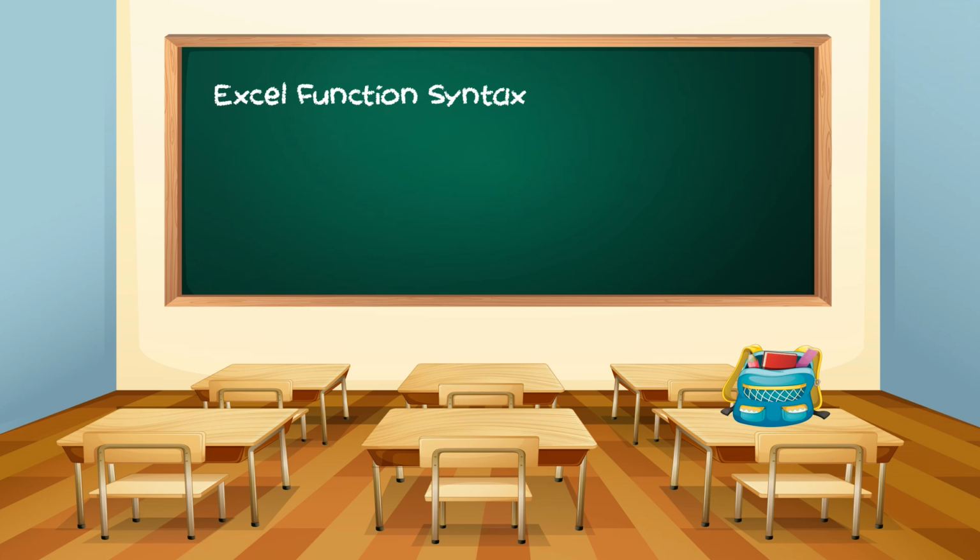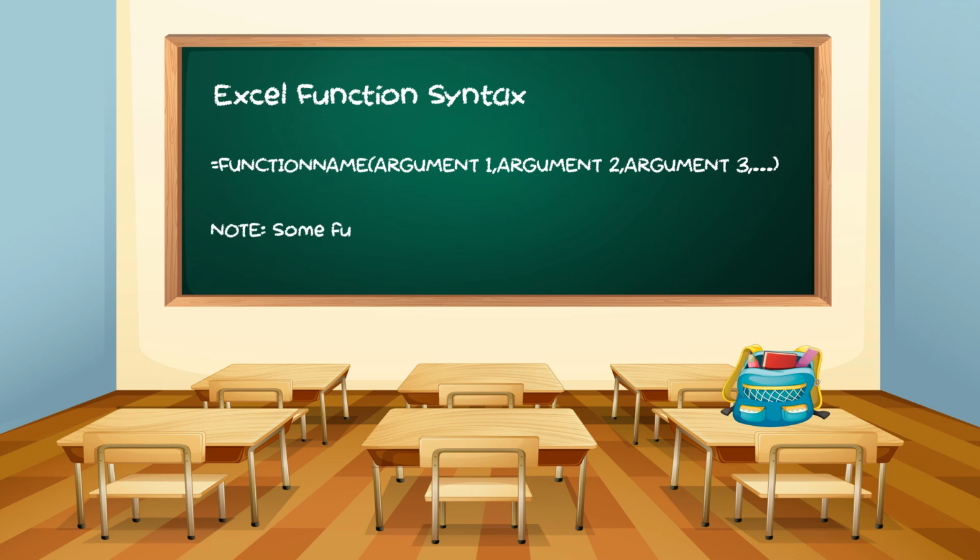Excel function syntax. Every function has a general structure of how it's created. We first have the equal sign, and then the function name with the open parentheses, one or more arguments, or maybe zero arguments separated by commas, and then a closed parentheses. Note, some functions have no arguments but still have an open and closed parentheses.